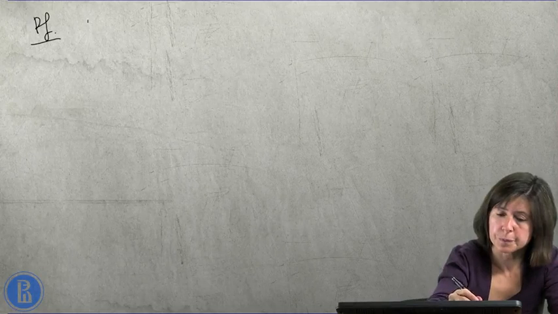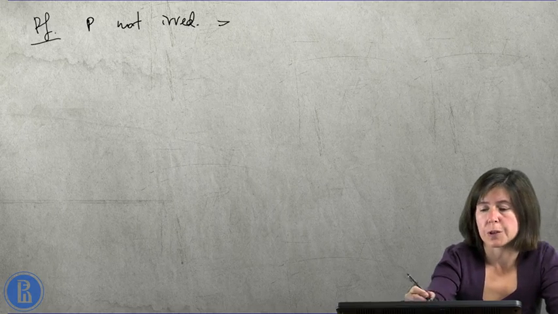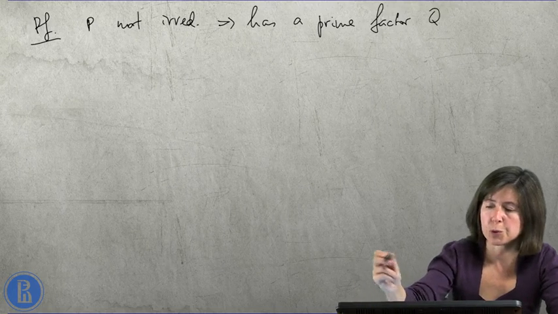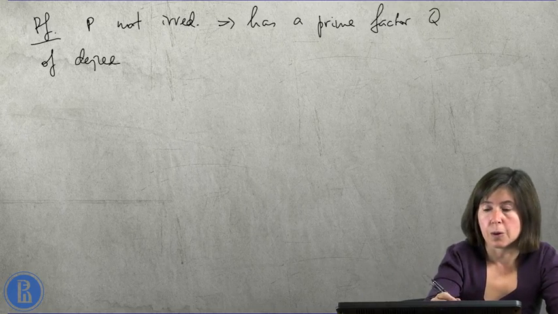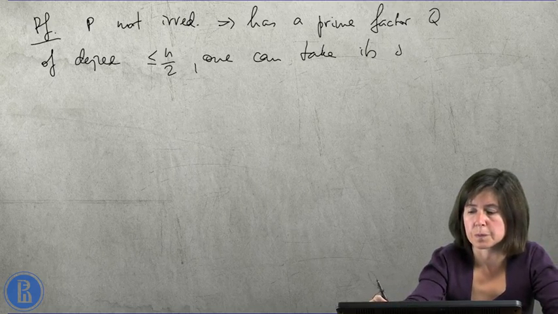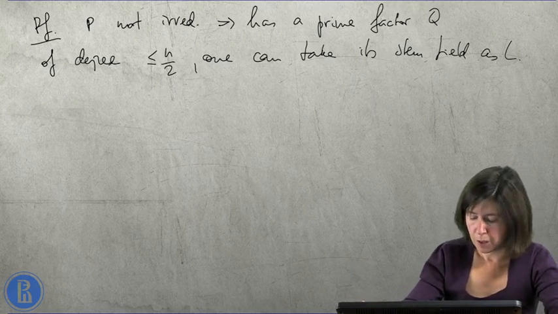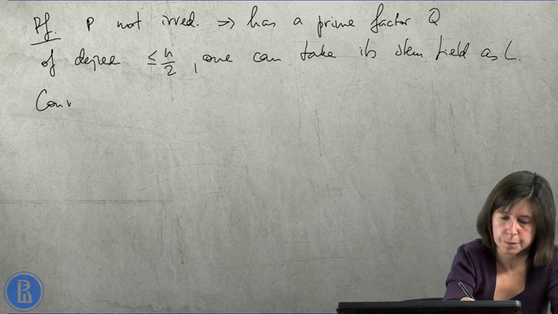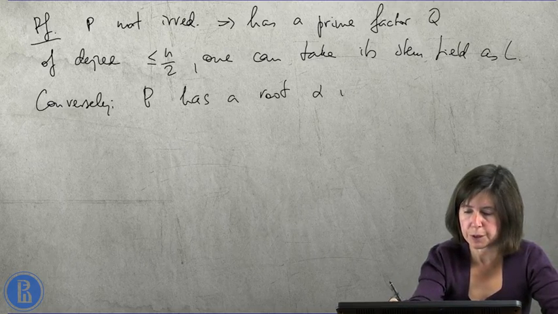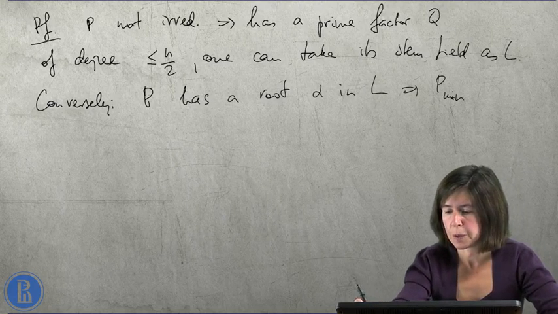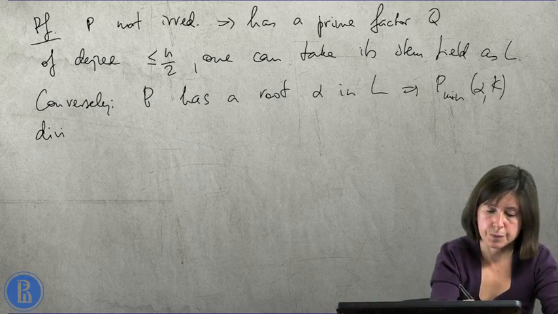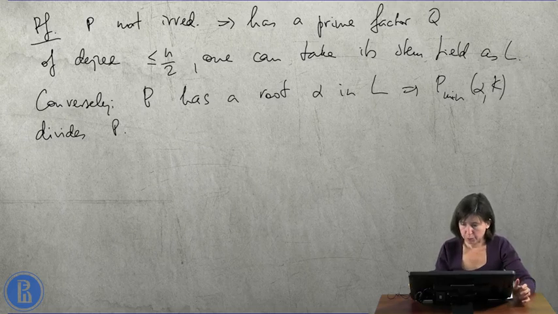Otherwise, if P is not irreducible, then it has a prime factor, an irreducible factor, Q of degree less or equal than n over 2, and one can take its stem field as L. Well, in the other direction, conversely, if P has a root alpha in L, then of course the minimal polynomial of alpha over K divides P. So P cannot be irreducible. Okay.